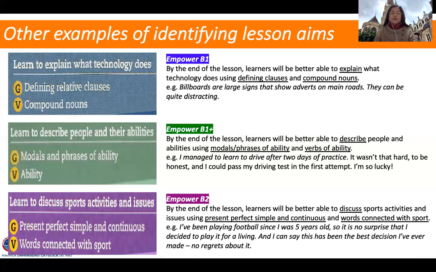Empower B2, upper intermediate, first month of advanced courses. So this is lesson 3B, and it's intermediate 12 actually. So my aim: by the end of the lesson, learners will be better able to discuss sports activities and issues using present perfect simple and continuous and words connected with sport. Again, the 3 features of aims. The function: to discuss. Grammar: present perfect simple and continuous. Lexical set: words connected with sports.